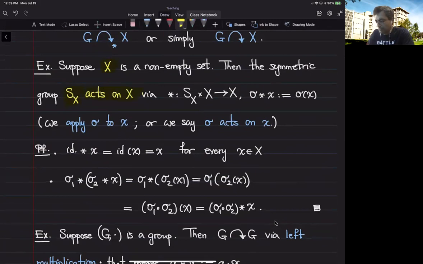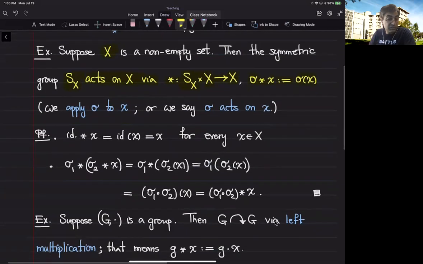What is the action map? It acts via the following star. When I give you a permutation and a point inside this set, then I'm getting a new point because sigma is a permutation. I let it act on X. I apply sigma to X, and I get sigma of X. That's another point inside X. I denote this by a star, and my claim is that this is actually giving me an action of S sub X on the set X. Let's check why this is the case.